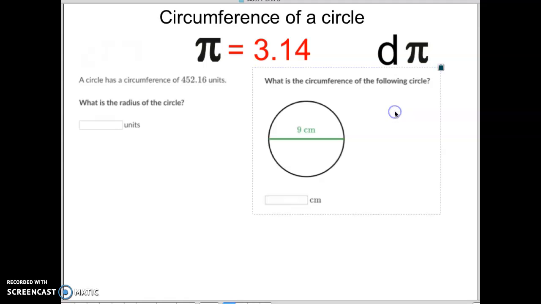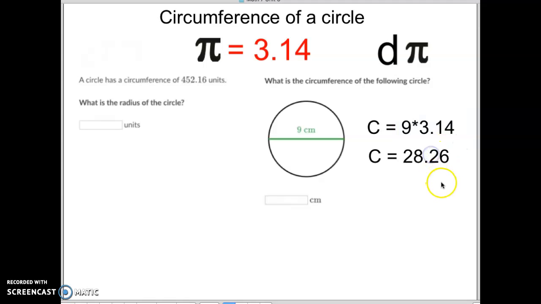So again, the circumference equals the diameter of 9 multiplied by pi, and 9 times 3.14 is 28.26. So our circumference of that circle is 28.26, okay?